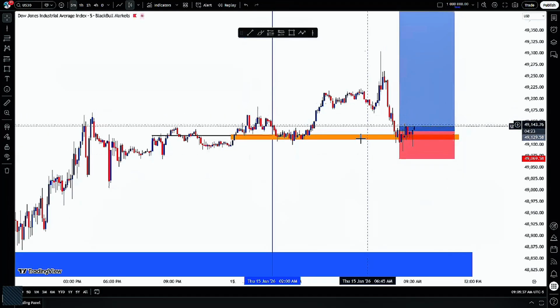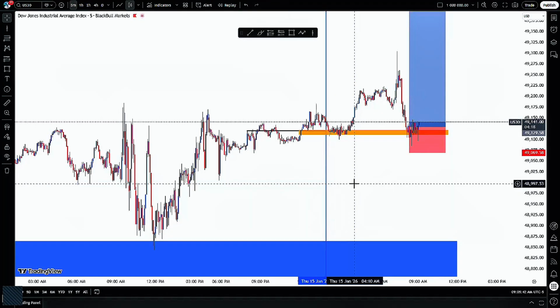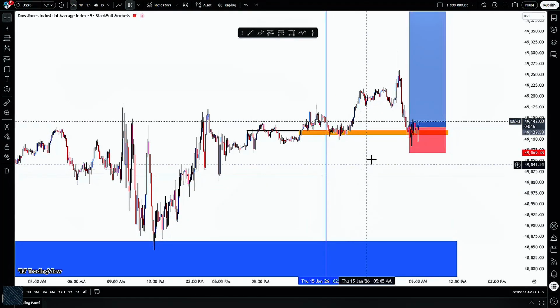So this is what we look at for US30 now. We see if that plays out. But I just show you the principles, so you just apply it for yourself on your charts.